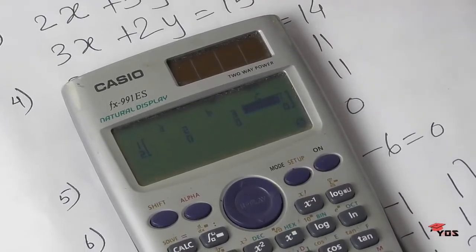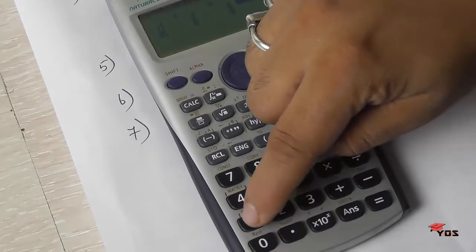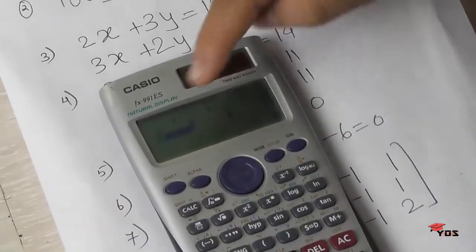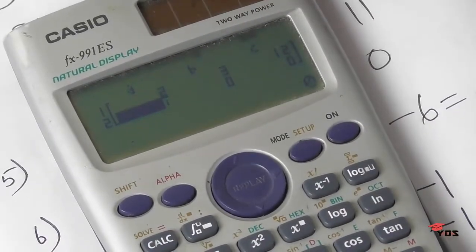And now the first value of c. So we have 12. We enter this 12 and equal to. So this way we got the first equation here. Now we need to enter the second equation.